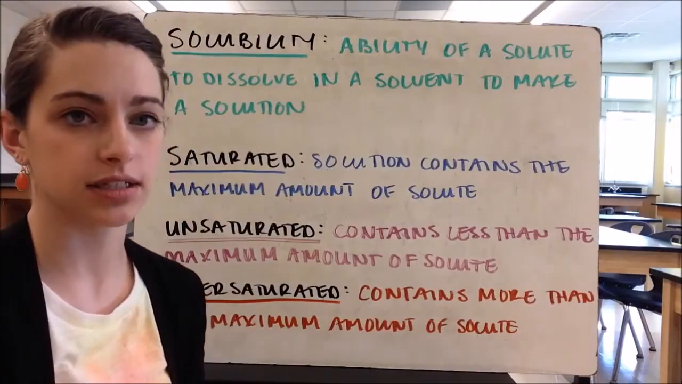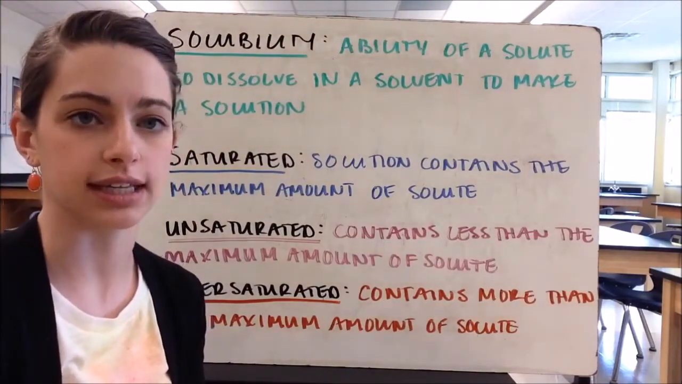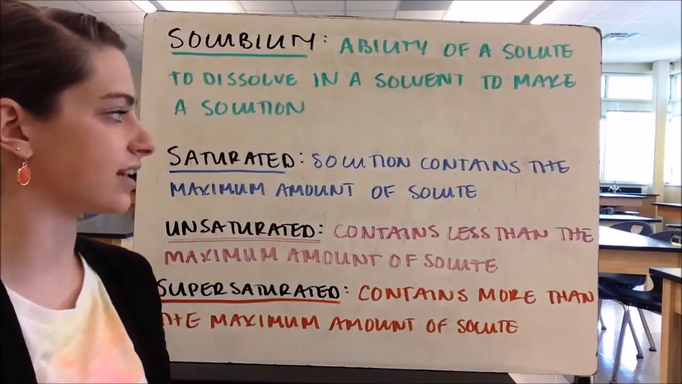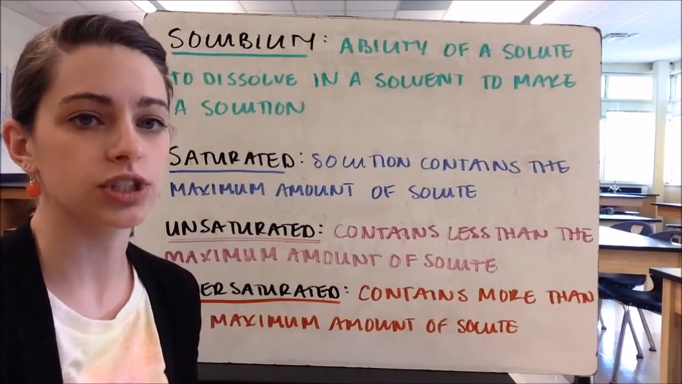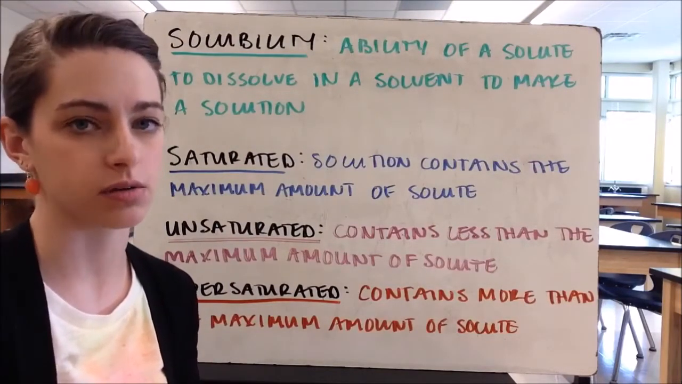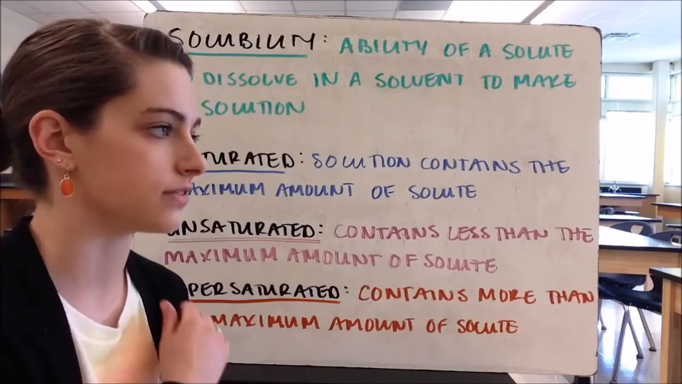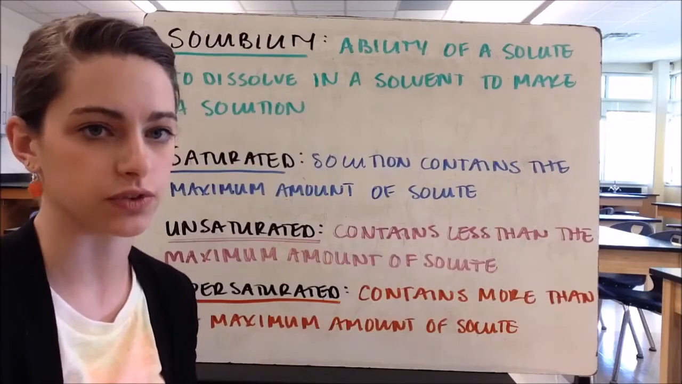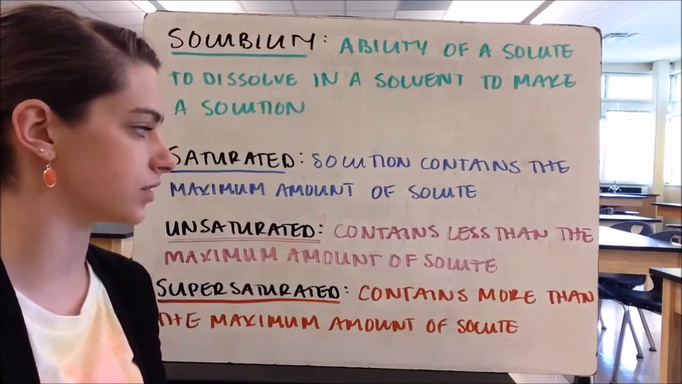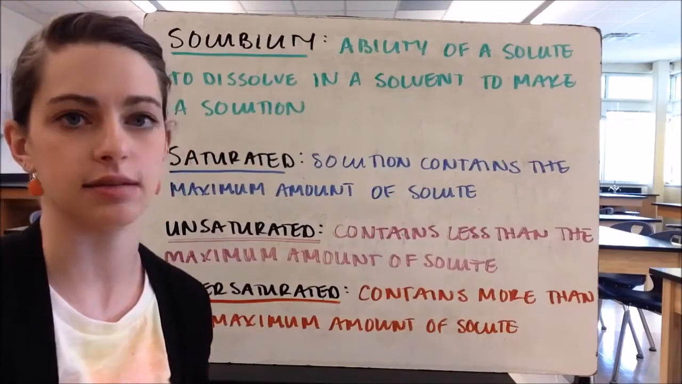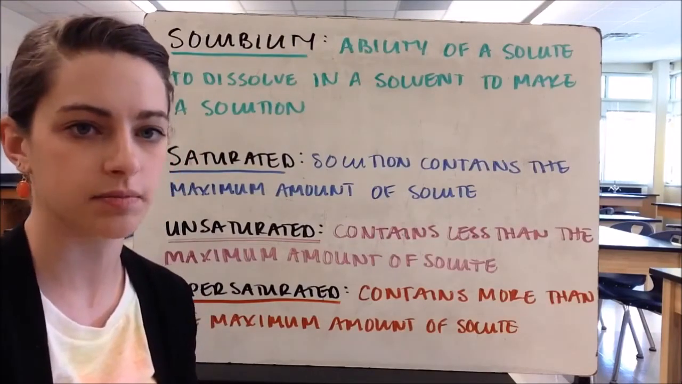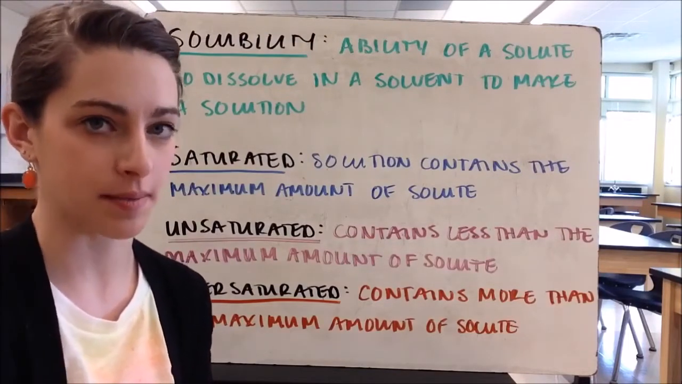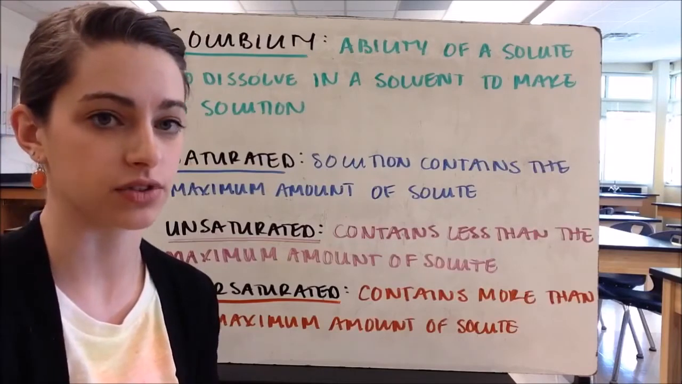If we can get something to dissolve, so if it is soluble in that liquid, there are three types of ways that we can describe that solution. The first is a saturated solution. That means that the solution has the maximum amount of solute that it can possibly hold. So you've dissolved as much as that amount of solvent can possibly hold for the solute. An unsaturated solution means that it contains less than the maximum, so you just haven't hit that maximum point yet. And then a supersaturated solution contains more than the maximum amount of solute in that particular amount of solution.